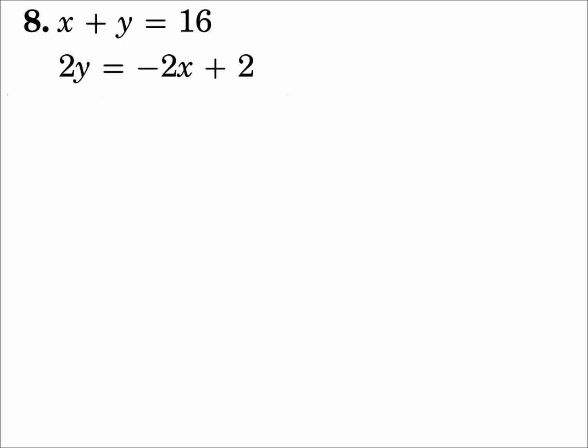Number 8. X plus y equals 16, and 2y equals negative 2x plus 2. To solve by substitution, start by finding a variable with coefficient 1. We have the x and the y in the first equation, and those are our only choices. So decide which one of those you want to solve for. You could do either one.